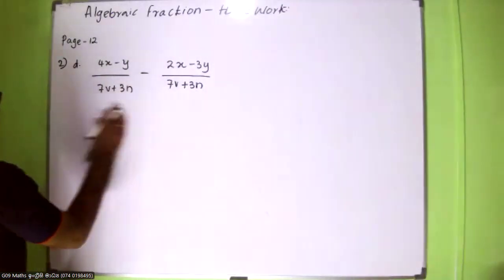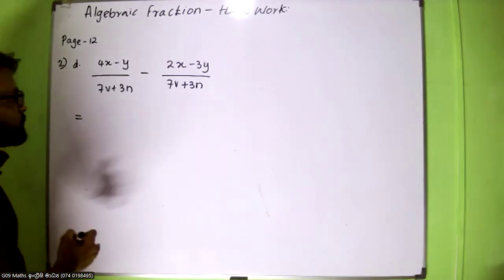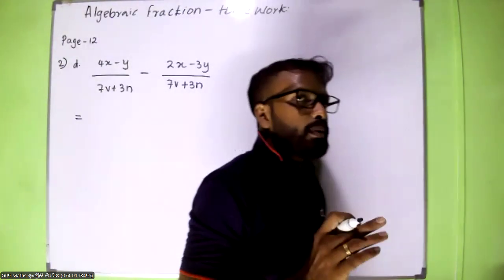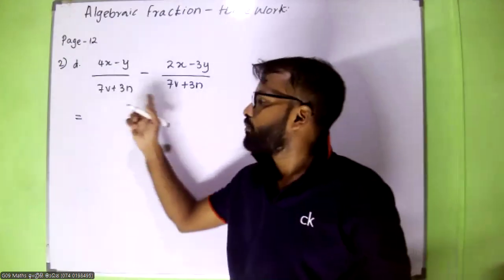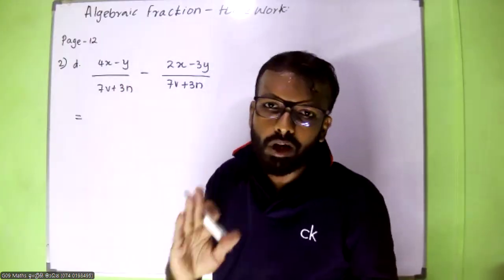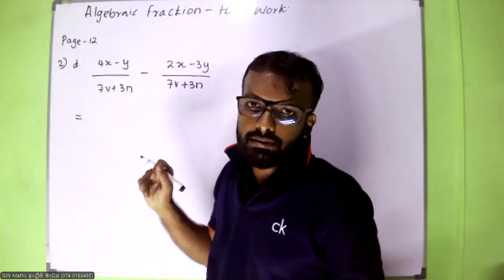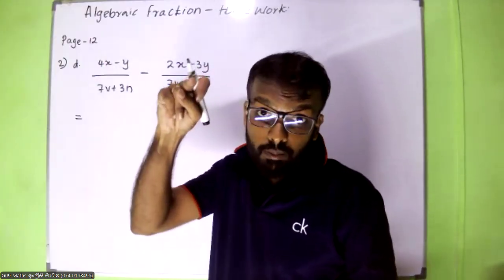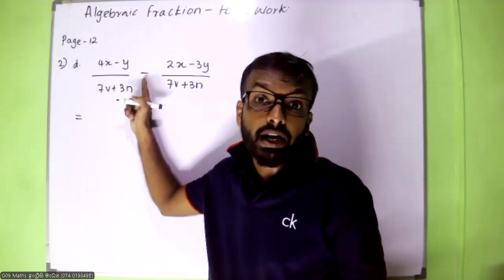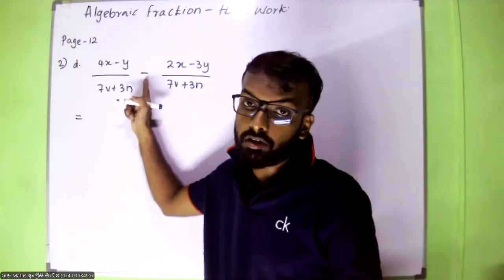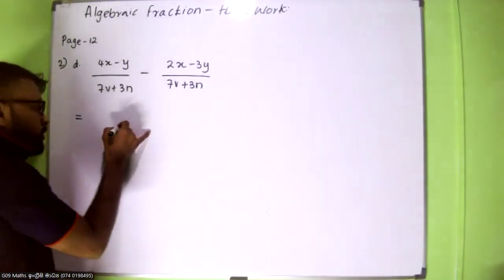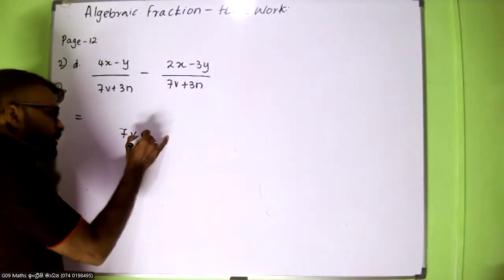Equal mark. 7v plus 3a, 7v plus 3a. Both denominators are the same, so nothing to worry about. You have to worry about the numerators. Important point. What is this? Negative sign. Keep that in your mind. Now look at the board. 7v plus 3a.